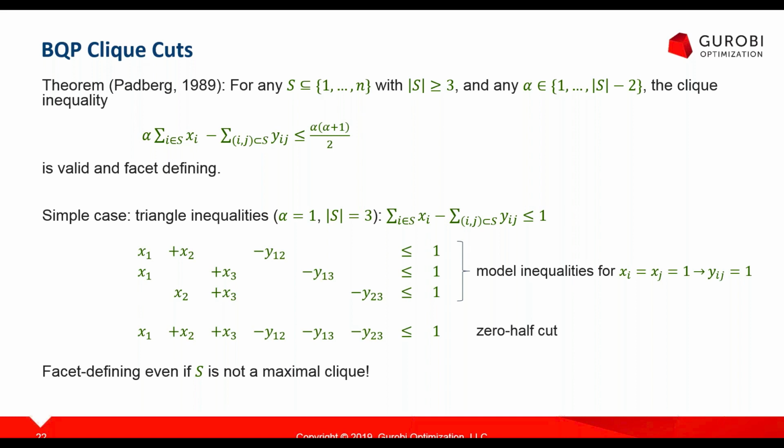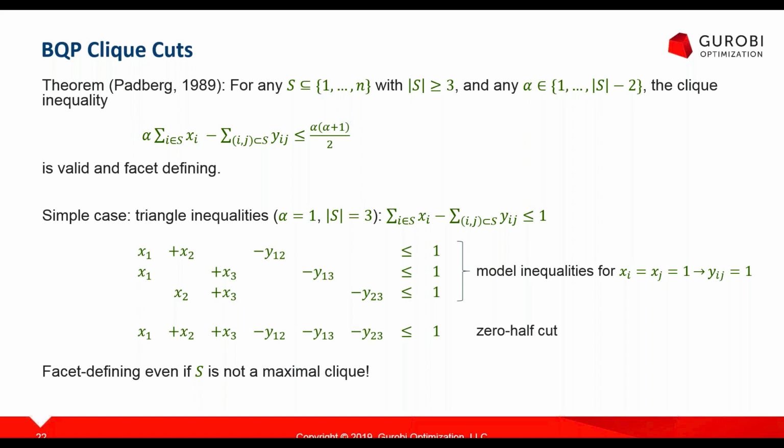So if you just look at the very simple case with alpha being equal to 1 and the set S having a cardinality of 3, then these inequalities are called triangle inequalities. And those triangle inequalities you can actually also infer as zero-half cuts from the linear constraints that are the McCormick relaxation again of your bilinear constraints.